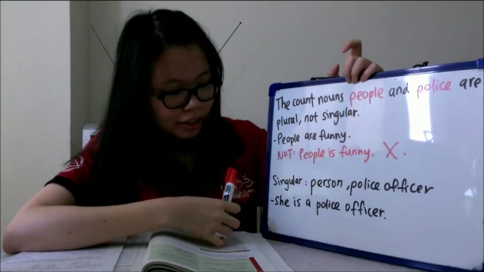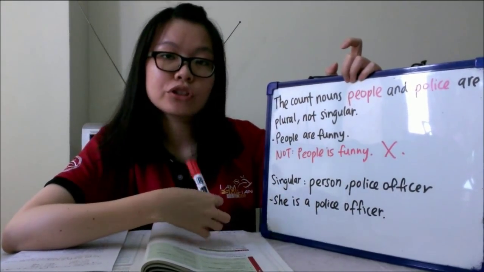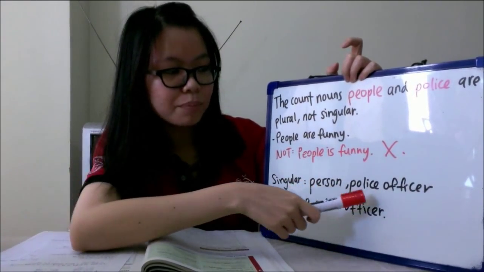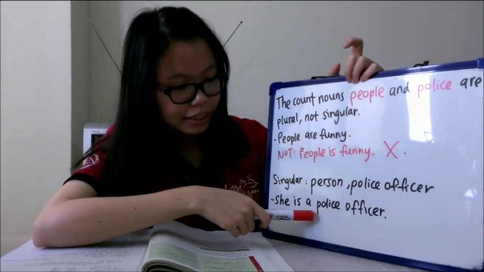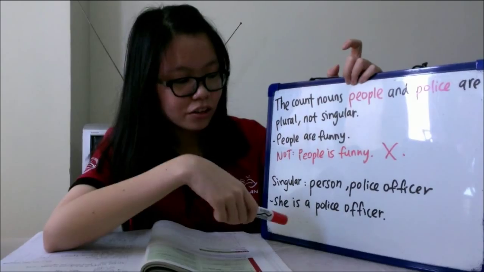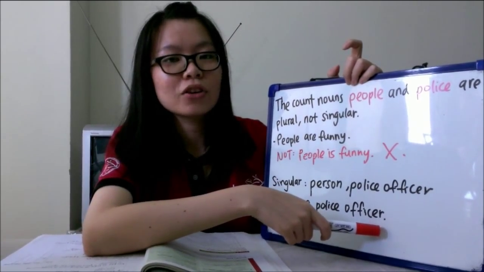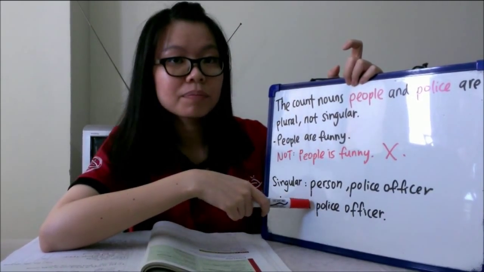So, in the singular, we generally use person and police officer. For example, she is a police officer. So, police officer is singular, so we use is.